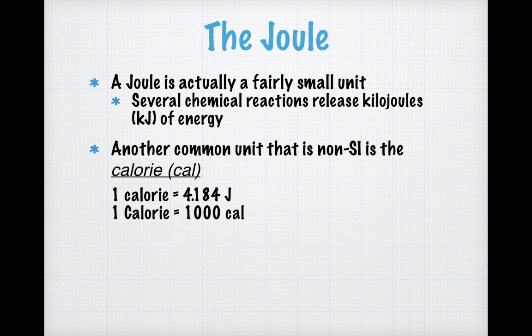And this is the calorie unit, and 1 calorie is equal to 4.184 joules, and 1 big calorie is equal to 1,000 calories. The difference being this capital C right here, which tells us that we have a big calorie, and these are actually called little calories. So you have big calories and little calories, and 1 big calorie is 1,000 calories, or it's also equal to a kilocalorie.